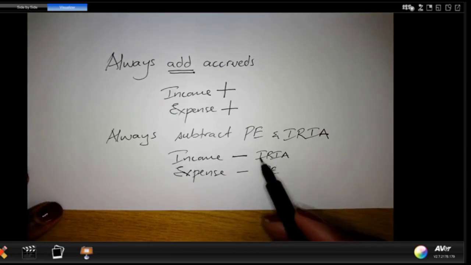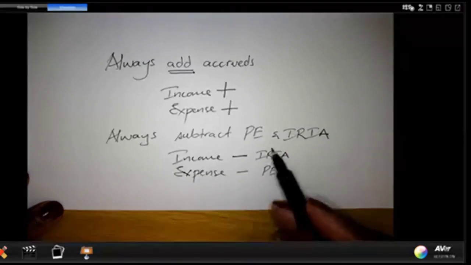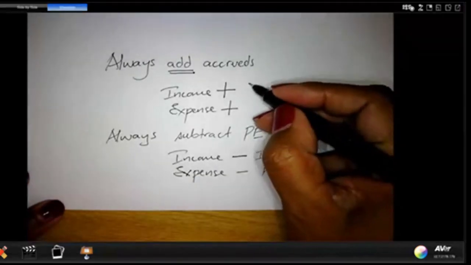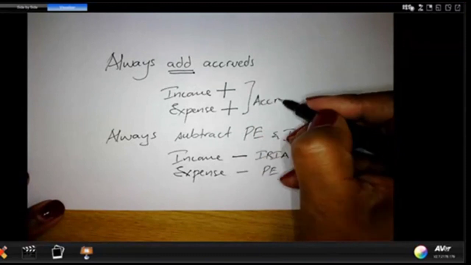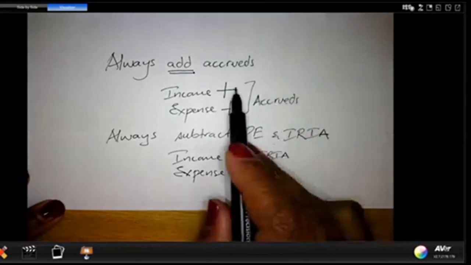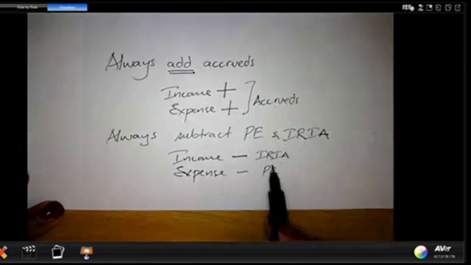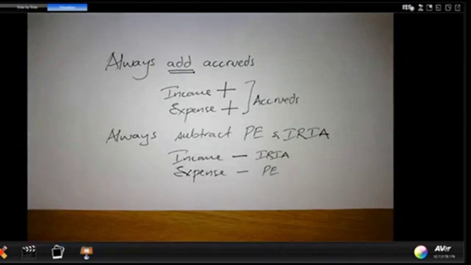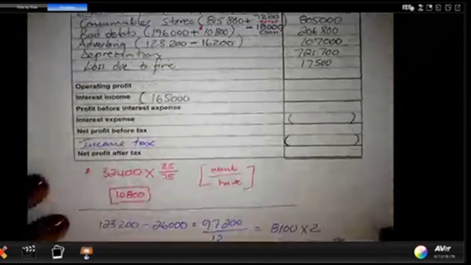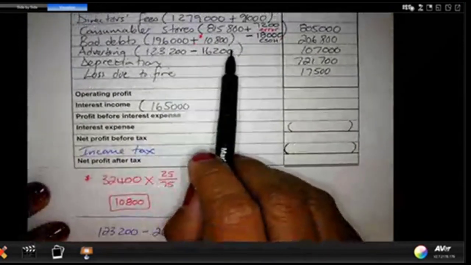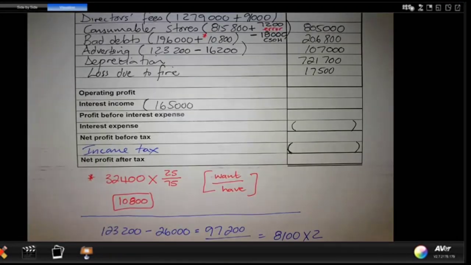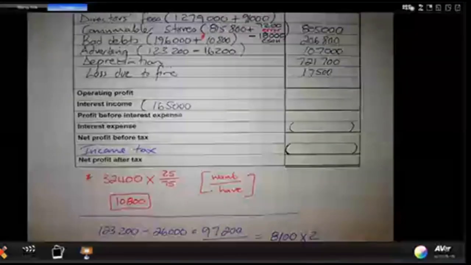What do I mean by that? The calculation that I just calculated for my accrueds, I'm going to plus. And the calculation that I just calculated for my prepaid expense, I'm going to minus. Like in the case of my advertising, I minus my prepaid portion. Okay, that is the rule. And you please apply that rule.